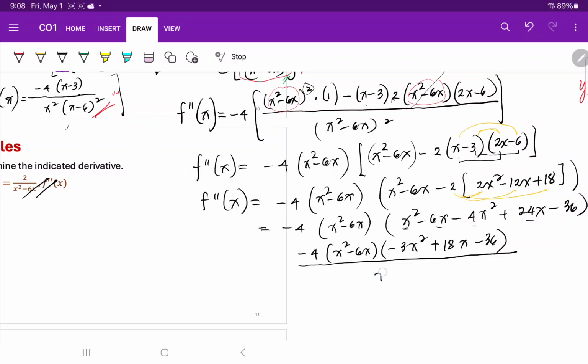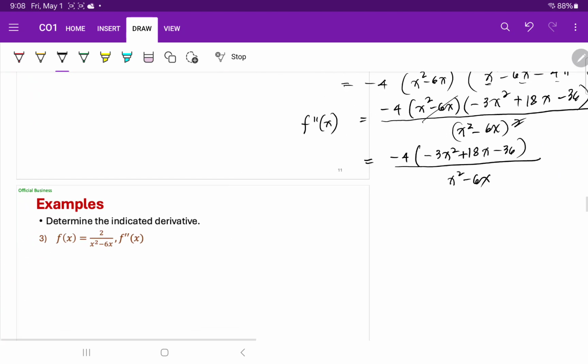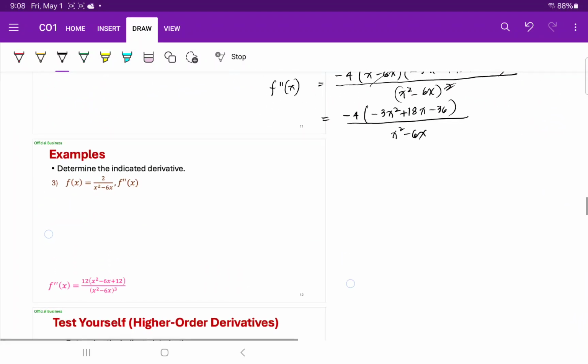And the denominator is what? X squared minus 6x squared. So that's your f double prime of x. And then you can see that here, we can cancel this out. So the numerator now is negative 4 times what? Negative 3x squared plus 18x minus 36 over what? X squared minus 6x. Alright? So, is it the same? What's our answer here?